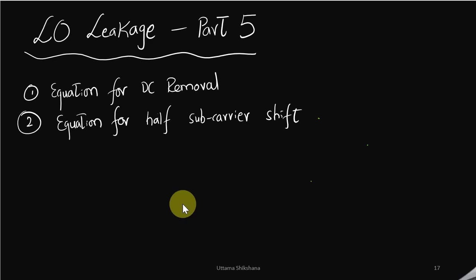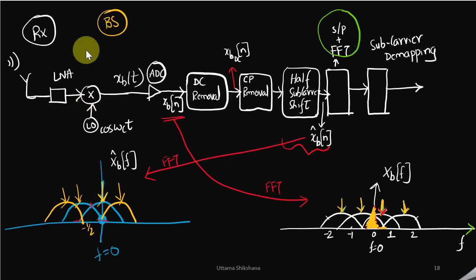This is the fifth part of LO Leakage. In the previous video, I was talking about the strategies used in the uplink signal generation in case of 4G OFDM systems. The main concept which we had spoken was related to half subcarrier shift, right? So in the transmitter part, we would have done the half subcarrier shift. So in the receiver part, which is done in case of a base station in the uplink direction, the half subcarrier should be shifted back, right?